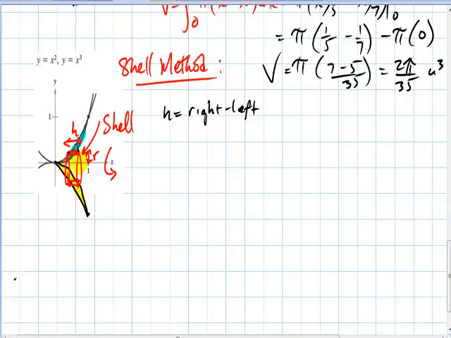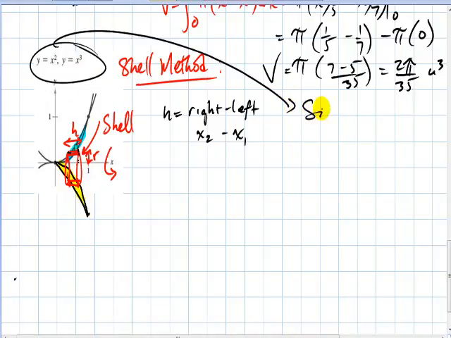From right minus left. But there are x values here. What is the x value here? And what is the x value here? I don't know. It's going to be x2 minus x1, whatever that is, but I've got to solve for x in both of these.